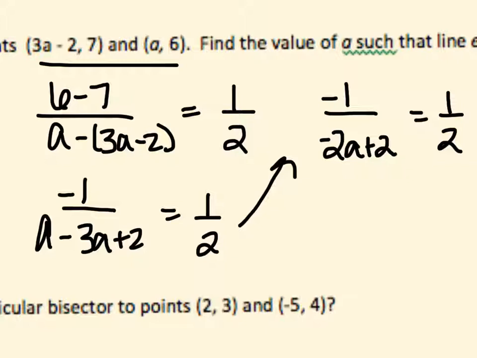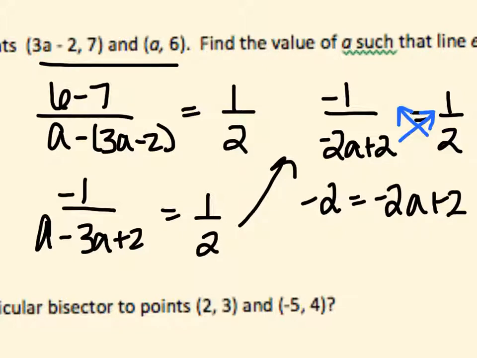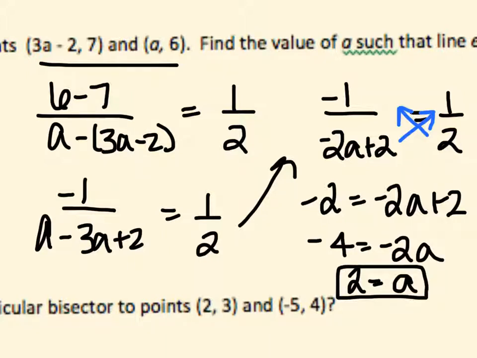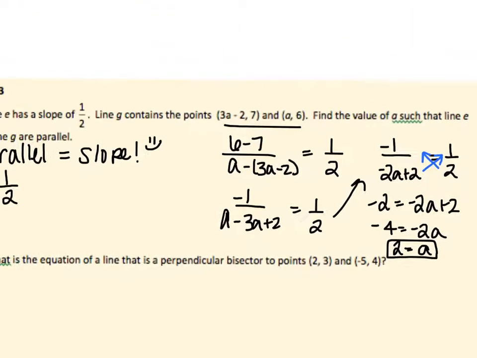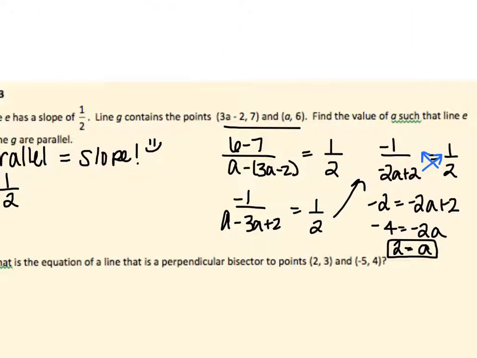And now what I'm going to do is I'm going to go ahead and cross multiply. So I've got -2 equals -2a plus 2. And I continue to solve this. So a will equal 2 in order for this line G to have the slope of 1/2.